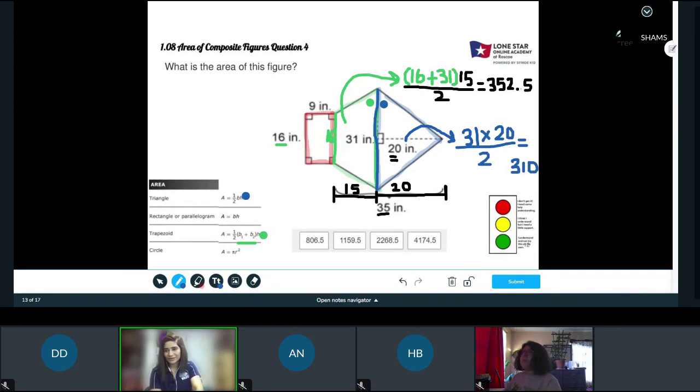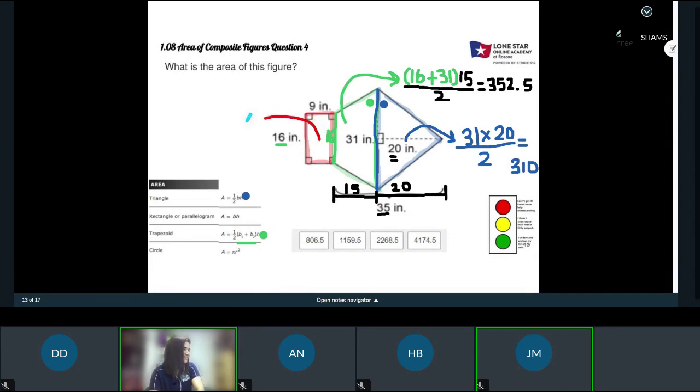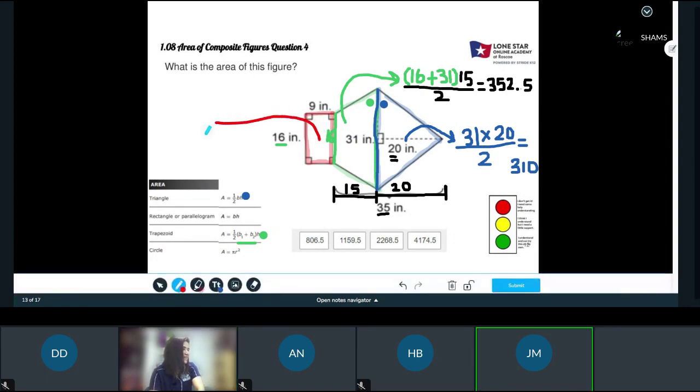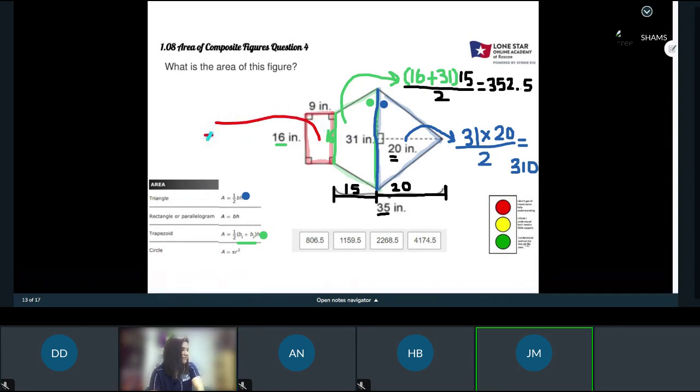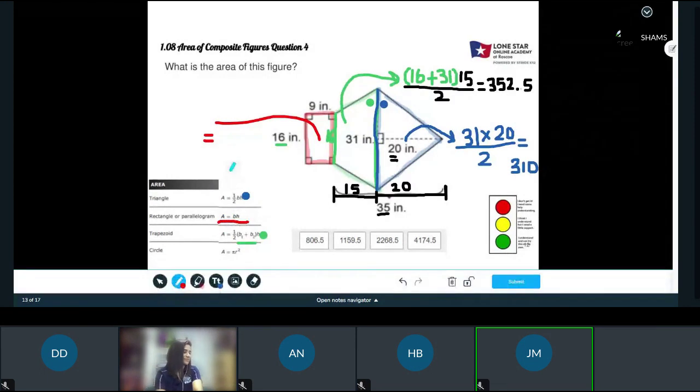Were you able to create the rectangles, JJ? I was, and then I realized it would take a little bit more extra math to figure out the trapezoid. Absolutely correct. So depending on the shape, it'll be easier to make rectangles, but sometimes it's easier to just do it as it is. Absolutely correct, JJ.